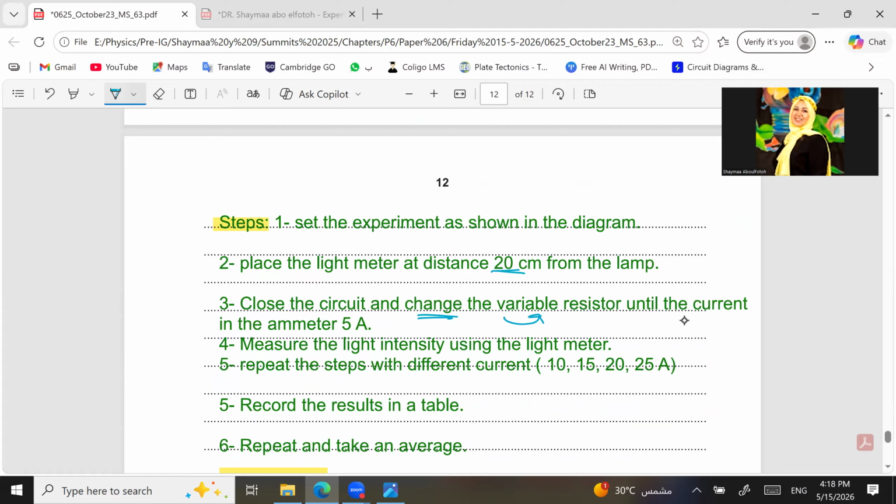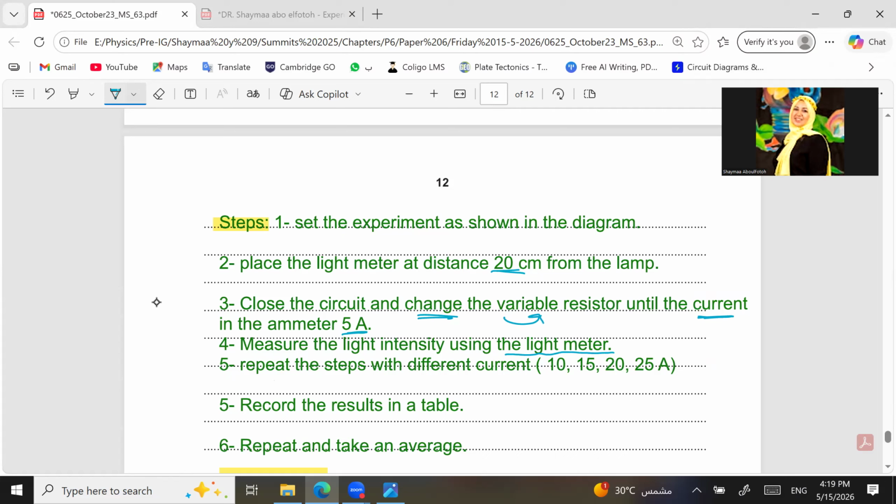After changing the variable resistor, record the reading of the ammeter, which is 5 ampere. So I made the change, and I make my current 5 ampere. This is the starting point. And then measure the light intensity by using the light meter. I mentioned the measurements. I mentioned the tools.